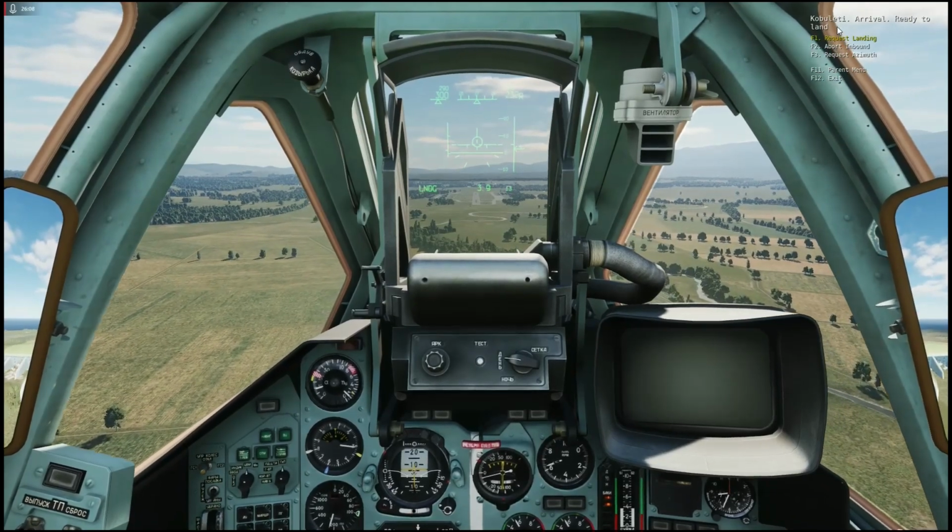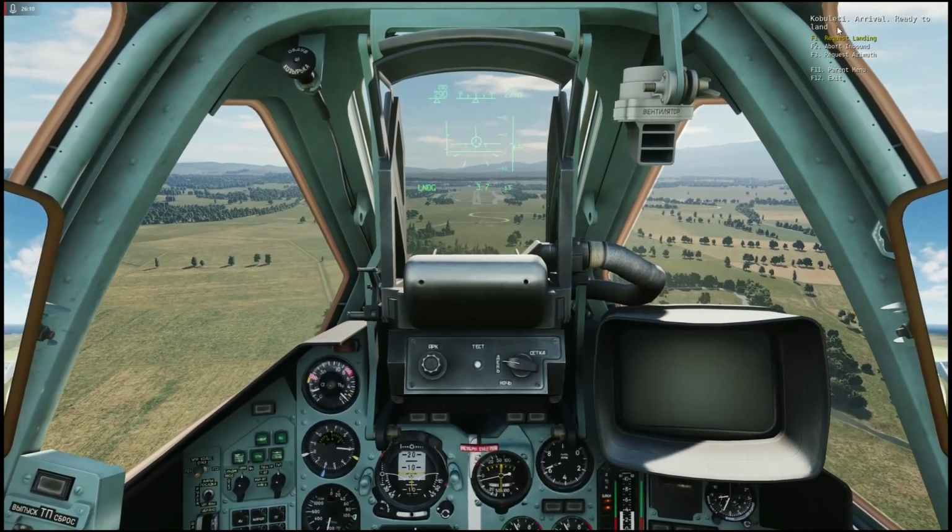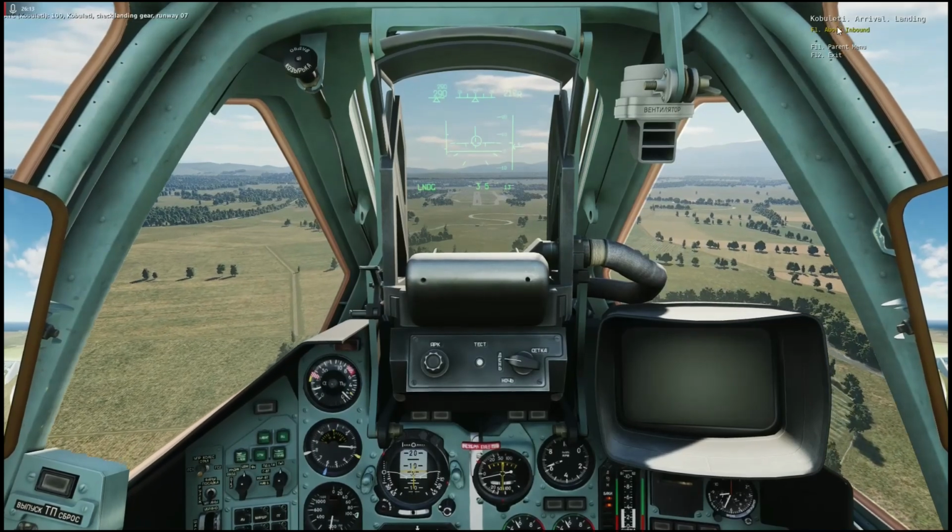And there's the outer beacon sound. Then I need to dive.